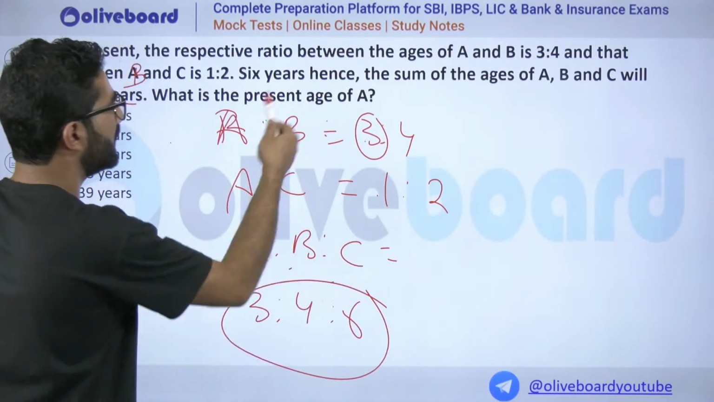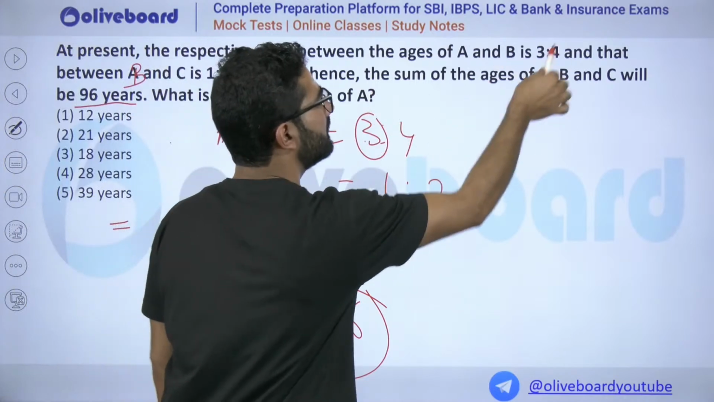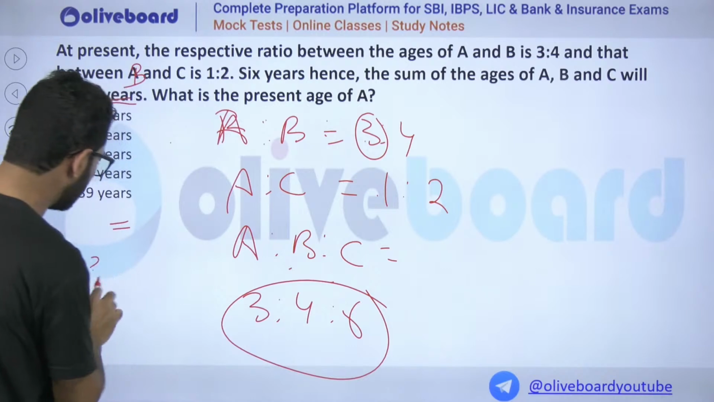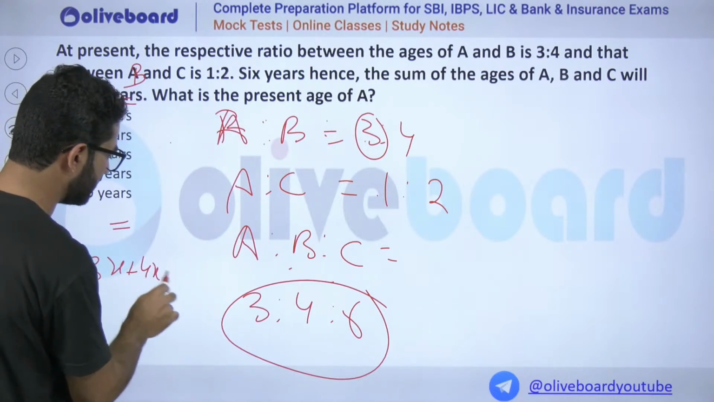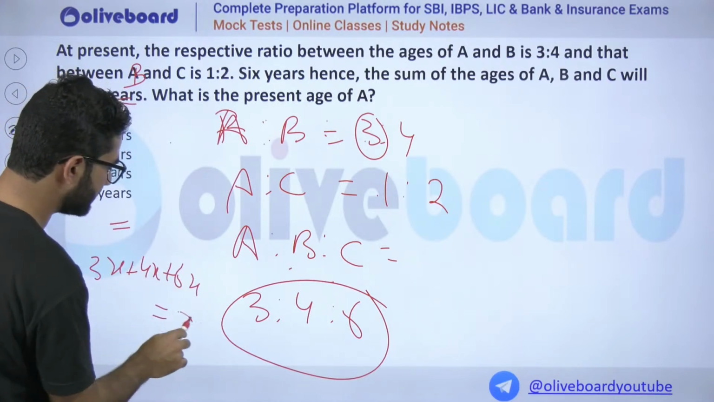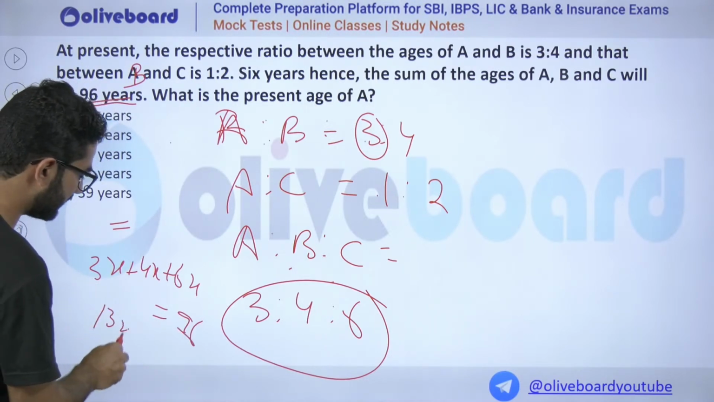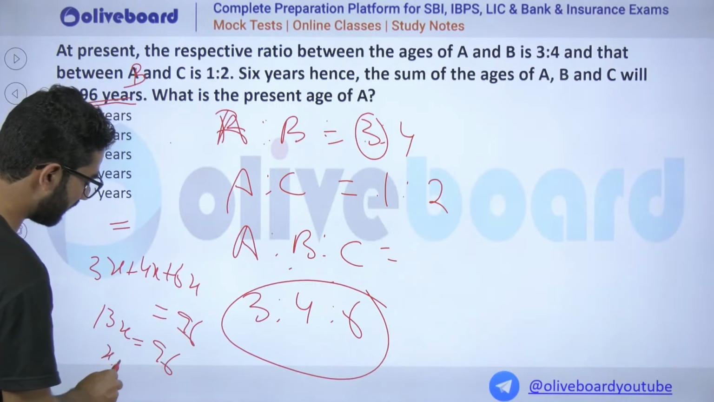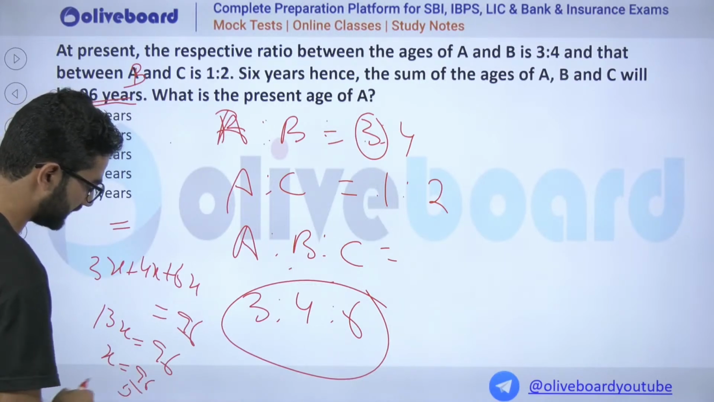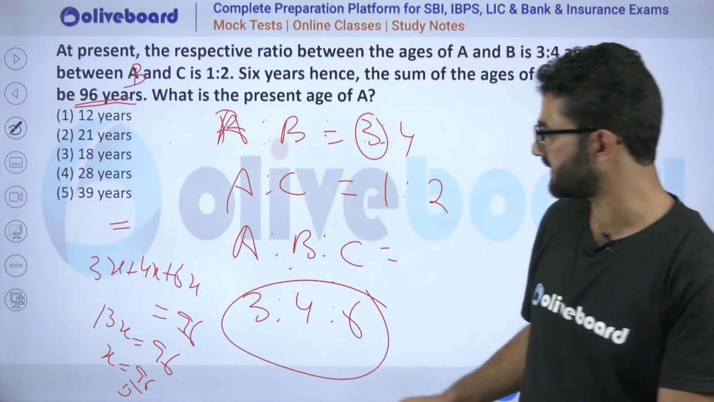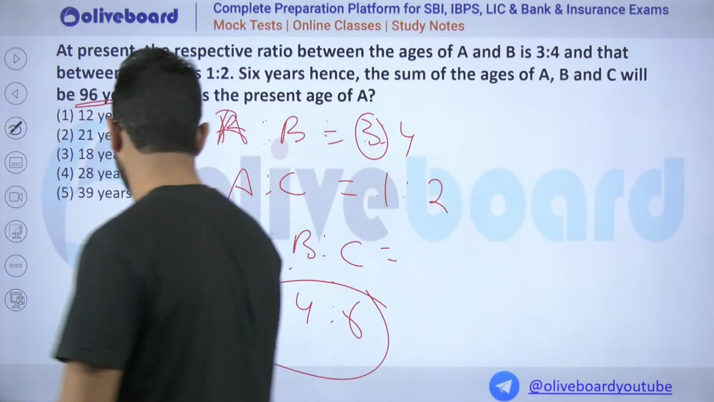Now it is given that the sum of ages of A, B, C is 96. What does that mean? 3x plus 4x plus 6x is 96. Can I assume it is nothing but 13x is 96? What is the value of x? 96 upon 13.